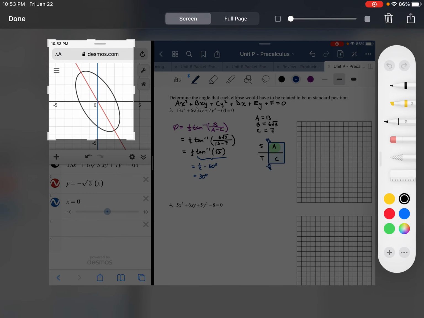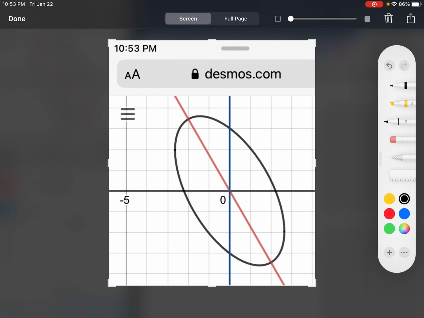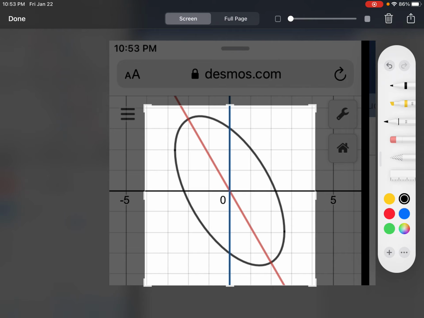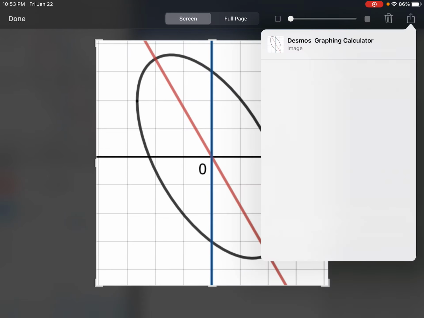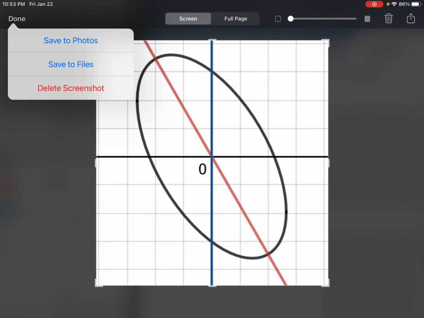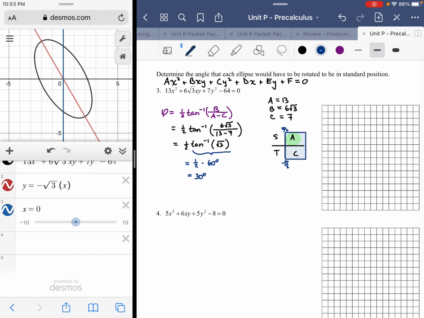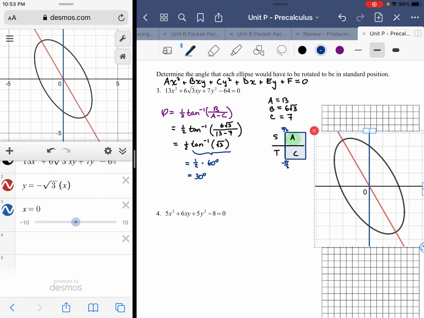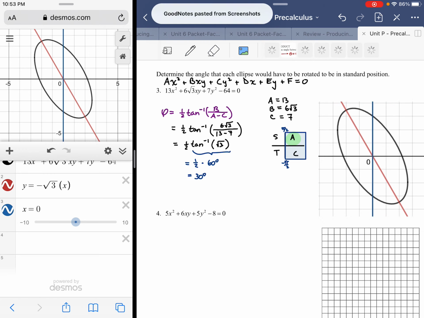So I'm going to snag this graph because my MO is, wherever possible, especially if it's something more complicated in terms of graphs, let Desmos do the work for you.